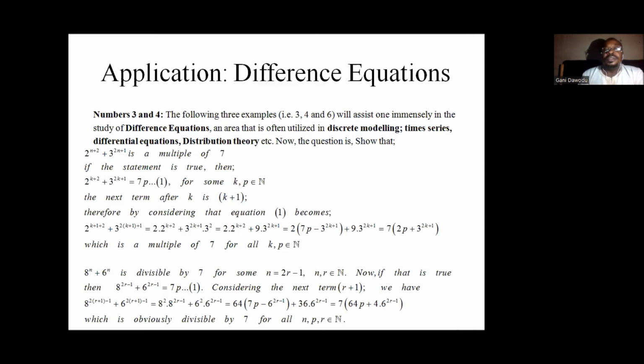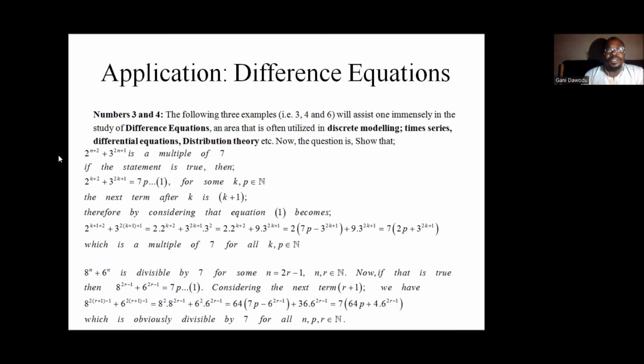Now, this category of application will assist anybody who intends to study difference equation. Difference equation you meet in discrete modeling, time series, differential equations, or distribution theory, where you'll be thinking about u of n plus 1 minus u of n, or what have you. If you know a lot about this, that wouldn't be a problem at any instance.